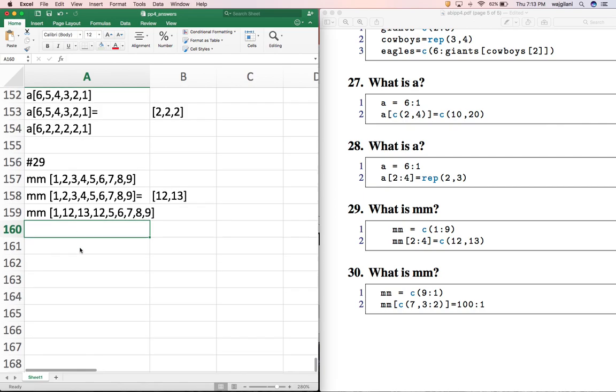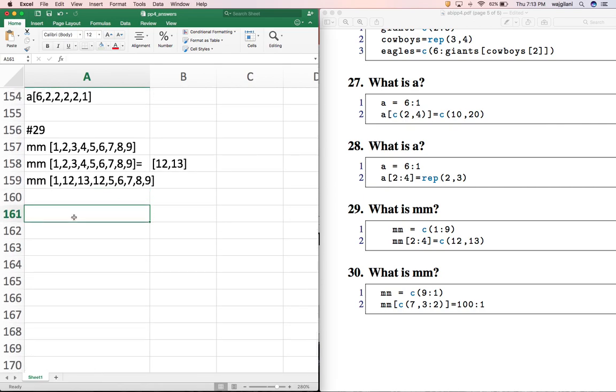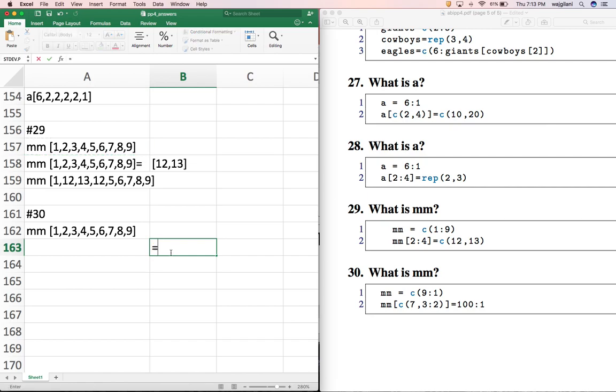All right? And similarly, number 30. 30 is a flip side of that example. So I have this mm again that's here. And on the right side, I have a vector from 100 to 1. I'm not going to write all that out because that's a lot. So it's literally going to be 100, 99, 98, 97, dot, dot, dot, 2, 1.